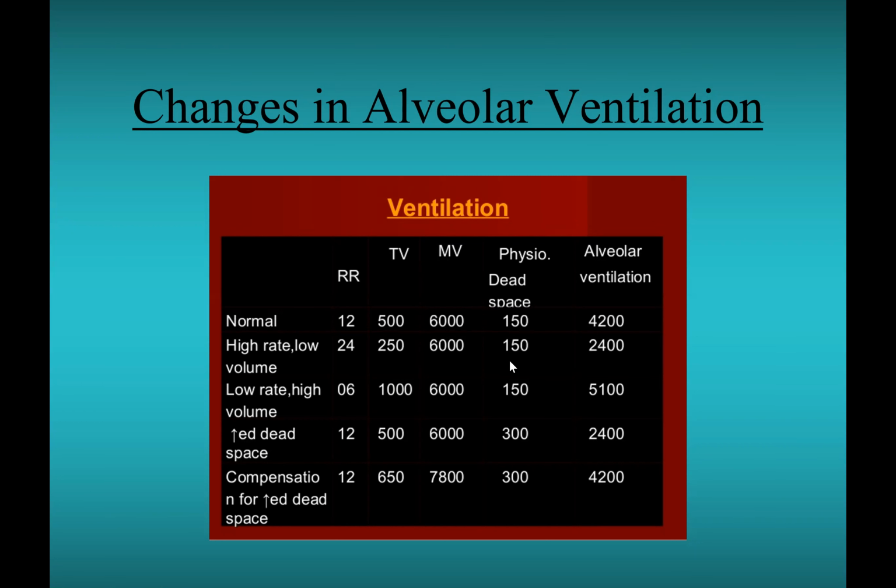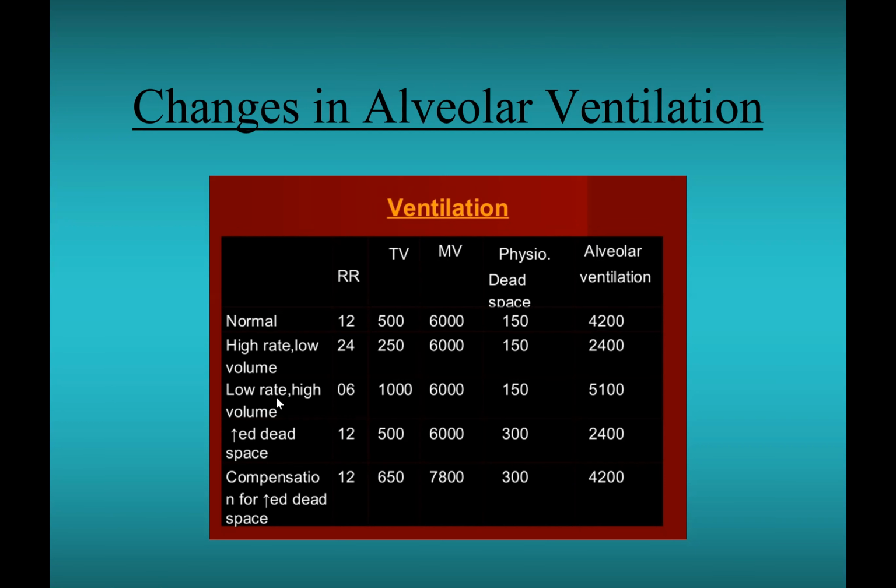Well, look what happens here. Because that tidal volume is cut down and they're breathing fast, the alveolar ventilation is not as effective, and it's actually cut in half almost, 4.2 liters down to 2,400 mLs. So this person is not adequately ventilating, okay? Let's look at the next situation.